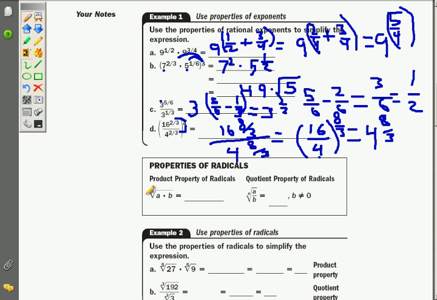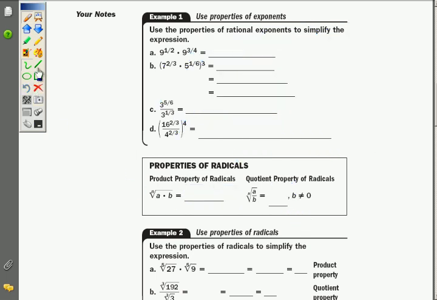Properties of radicals. This one just simply says if you have the nth root of a times b, it's the nth root of a times the nth root of b. And this one is the nth root of a over the nth root of b. All right. Let's take a look at example 2 down there.